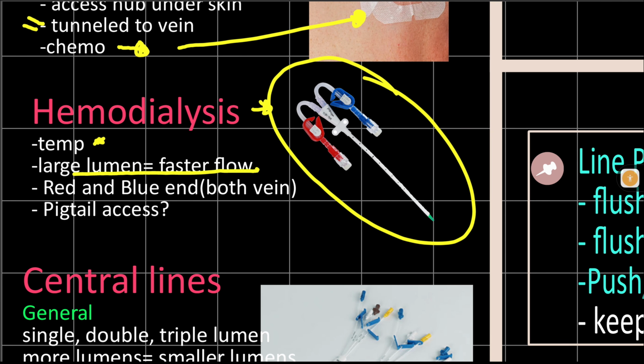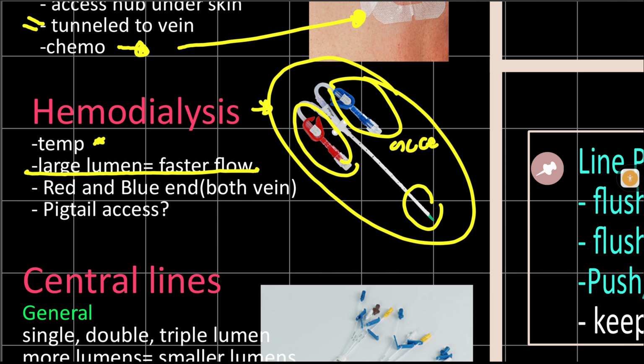Now, large lumen. Why do we use this hemodialysis central line? Because it has large lumens, and that means we have a faster flow rate. Because in dialysis, normally it depends on the order, 50 ml per hour, 60 ml per hour, to accommodate the amount of flow rate that is required for that patient. Now, you will see here that it comes with a red port and a blue port. This is what you use to identify your access and the return.